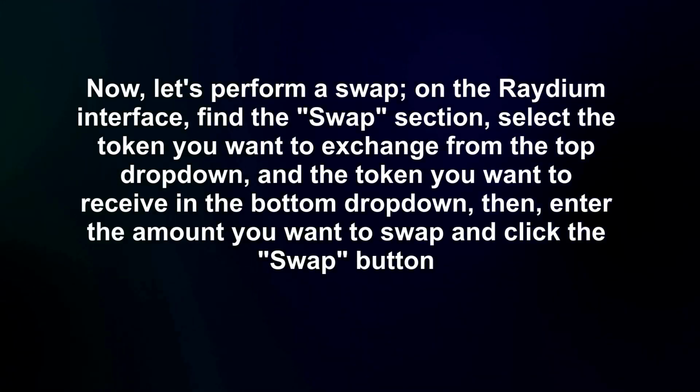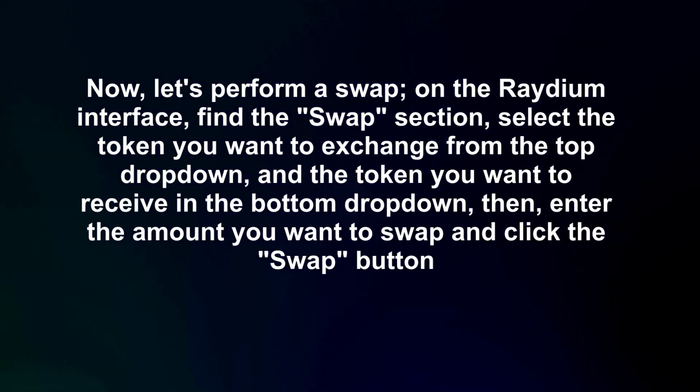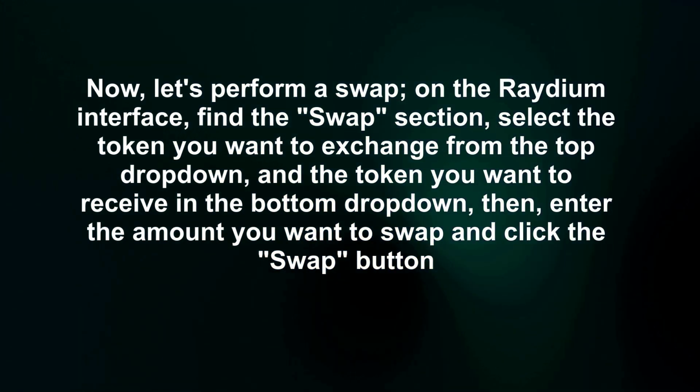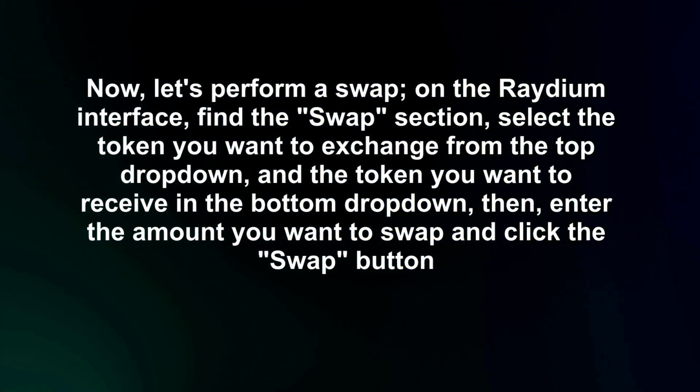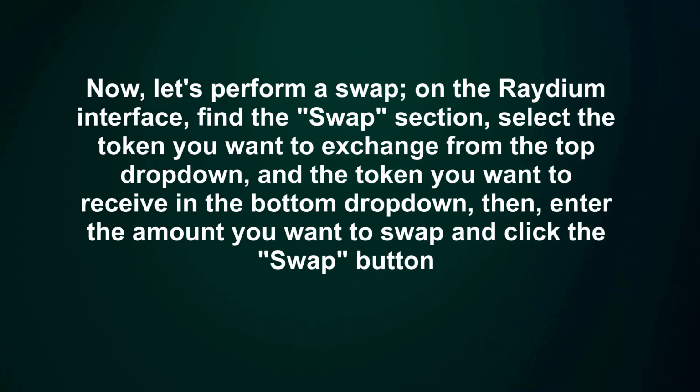Now, let's perform a swap. On the Raydium interface, find the swap section, select the token you want to exchange from the top drop-down, and the token you want to receive in the bottom drop-down. Then, enter the amount you want to swap and click the swap button.